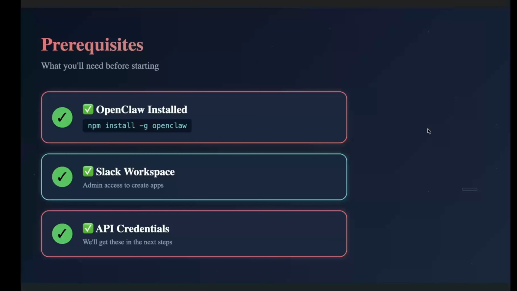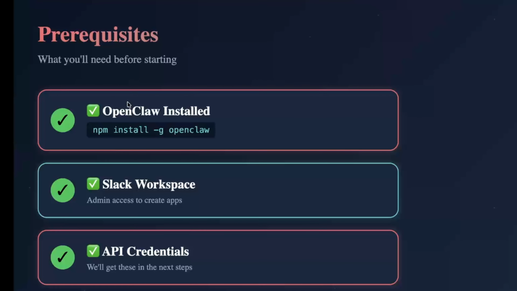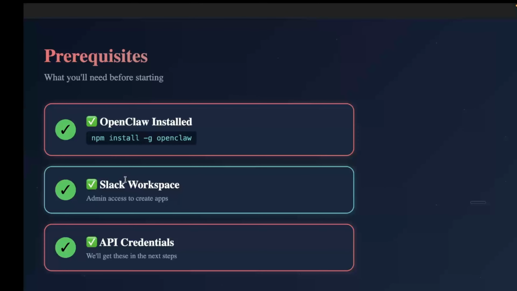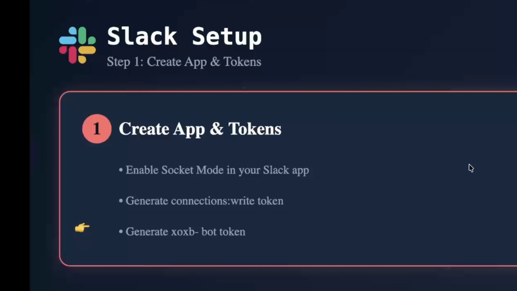For building this, there are some prerequisites which you need to have. First is that you need to have Openclaw installed in your system. Second is that your Slack workspace needs to be configured. And further, we'll be seeing how we can create an app over Slack and also how we can integrate it with Openclaw. So this is what we want to do right now.